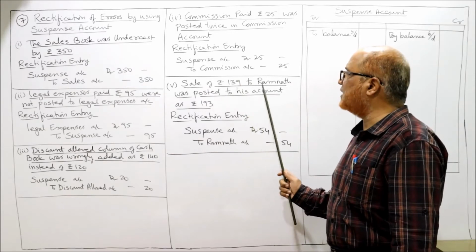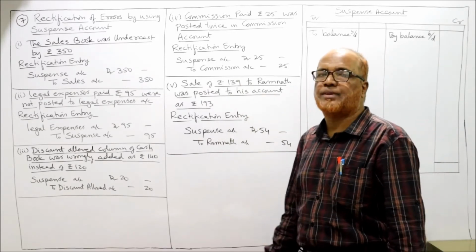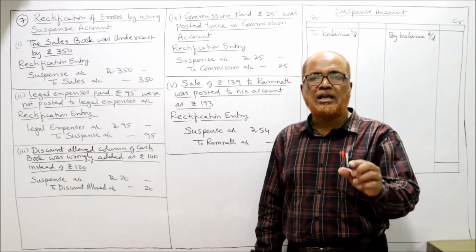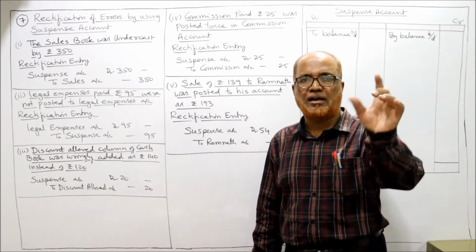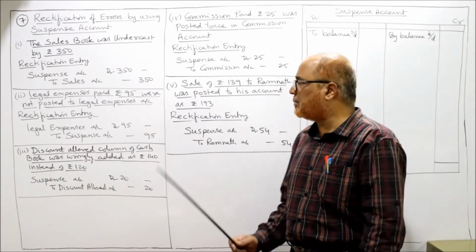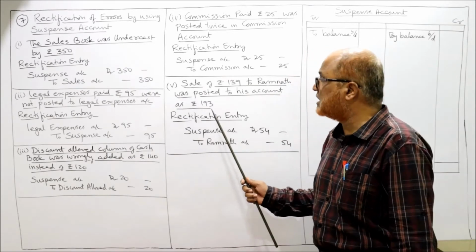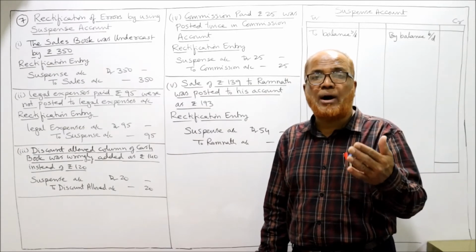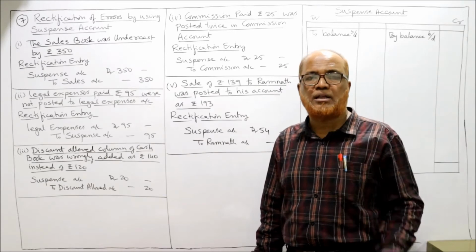Sale of rupees 139 to Ramnath was posted to his account as 193. Sale of goods to Ramnath 139. So entry will be Ramnath account debit to sales. The correct entry is Ramnath account debit to sales. So Ramnath account should have been debited by 139. But by mistake Ramnath account was debited by 193. That means more amount we have debited to Ramnath account. To cancel that we have to credit Ramnath.